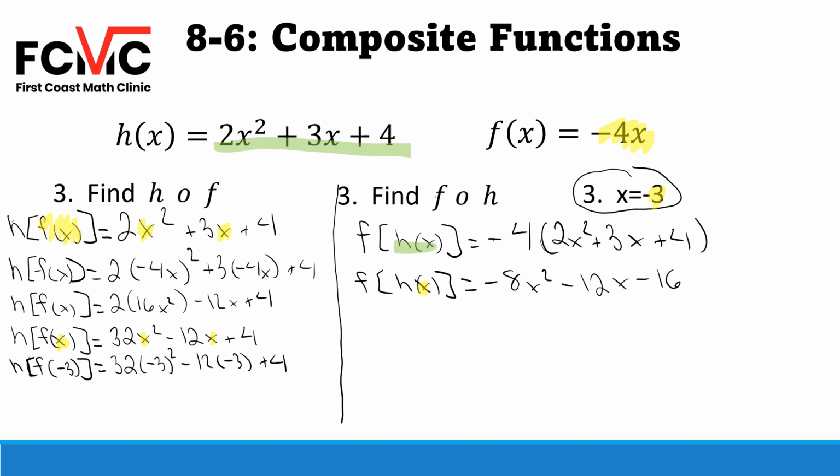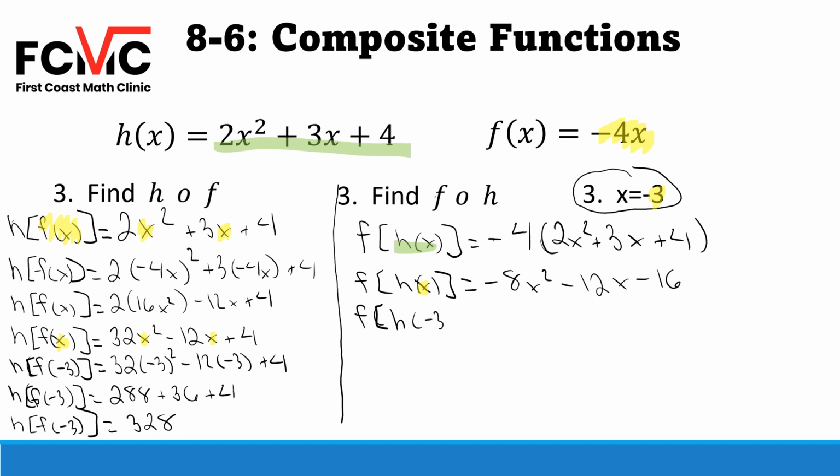So I'll get h of f of negative 3. Negative 3 squared is 9. 9 times 32 is going to give us 288. Then we're going to get plus 36 plus 4. So h of f of negative 3 is going to give us 328.